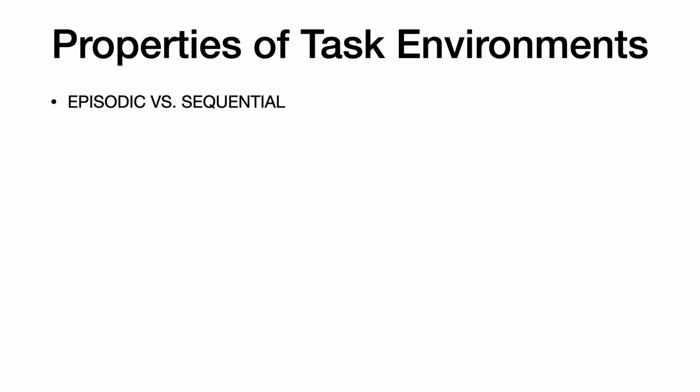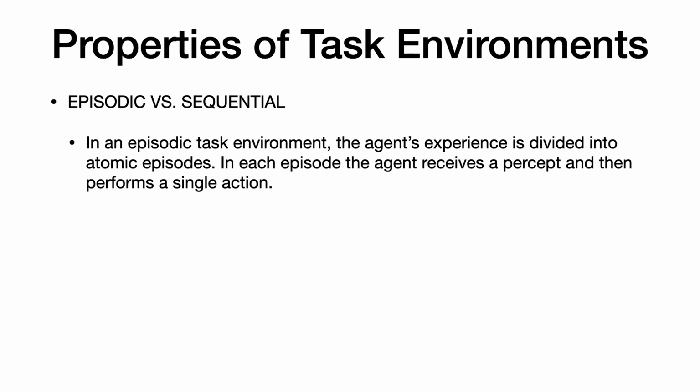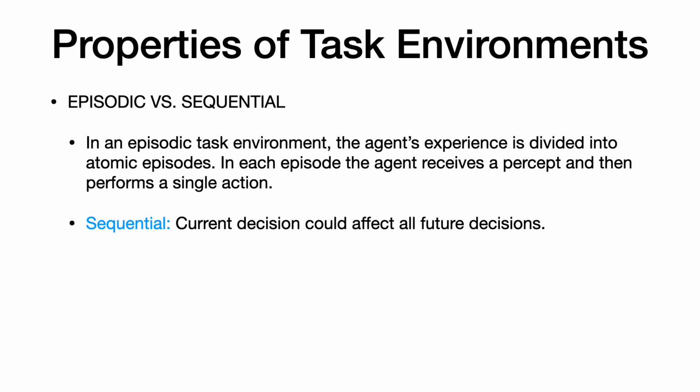So what is episodic and sequential? One of the best examples of sequential is chess. In chess, the step which I am going to take now is going to have an effect in the long term. So if there is an effect of the current action on the future performance, then it is sequential. If it is not going to affect the future, then we call it episodic.